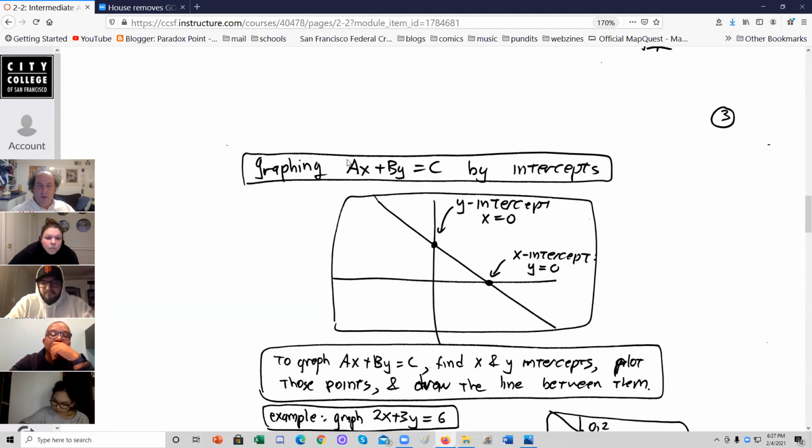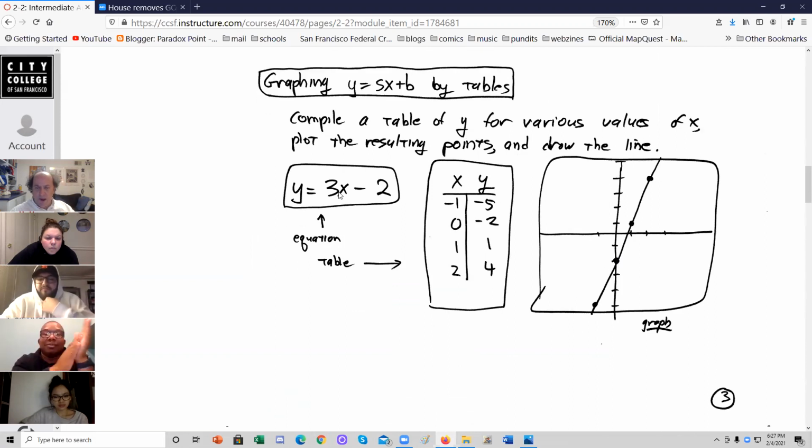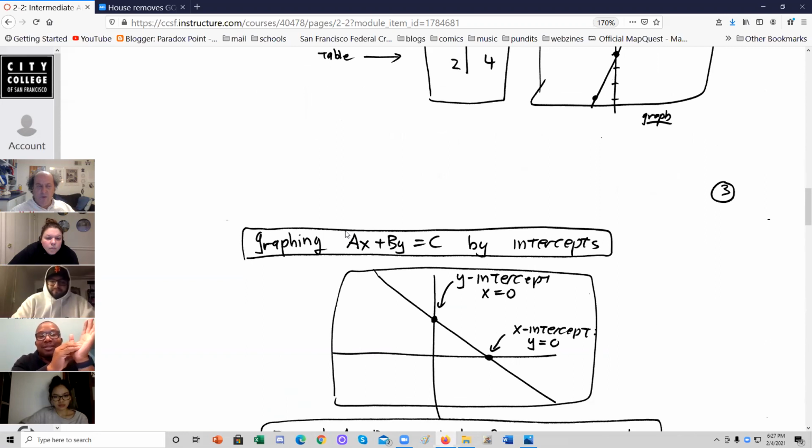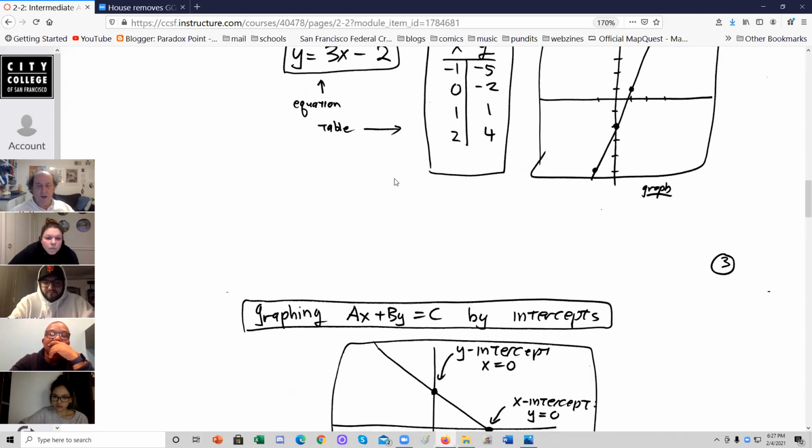Now here we have this other form of the line, y equals sx plus b. Later we'll see that this form is called the slope-intercept form. B is the intercept where it meets the y-axis. The slope is a measure of the steepness of the line. The other is called the general form because it also includes vertical lines, which you can't write in slope-intercept form because you'd have to have an infinite slope.